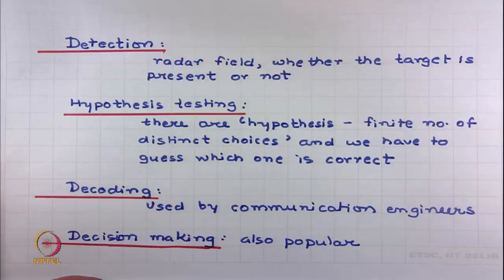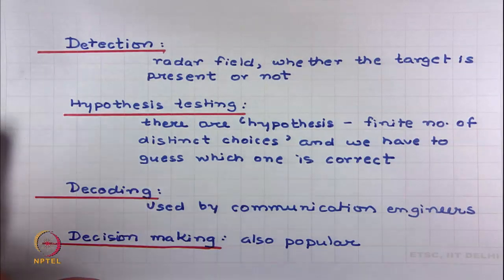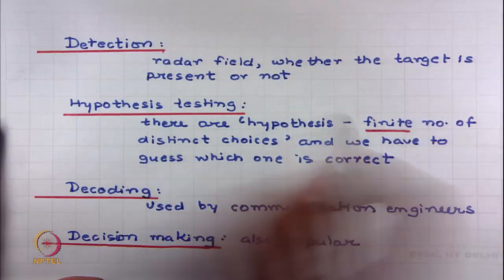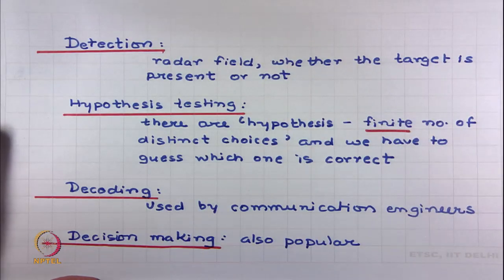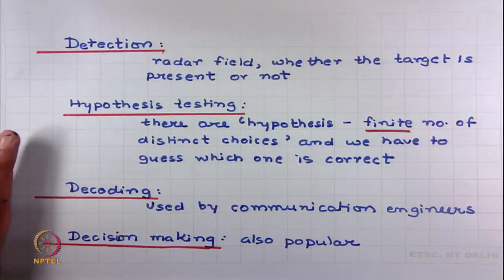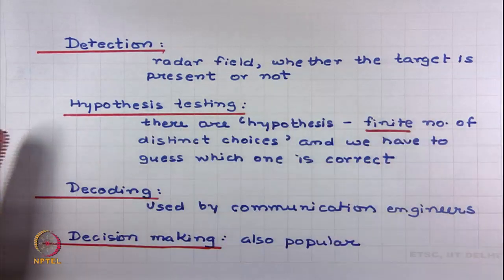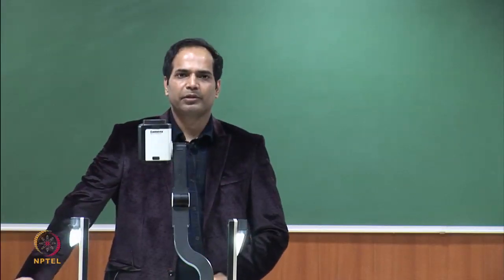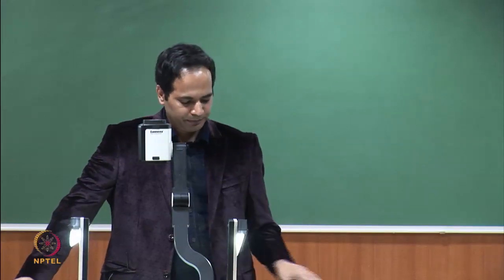In hypothesis testing, there are hypotheses. What is a hypothesis? Hypothesis means that you have a finite number of distinct choices, this finite is important, and then based on some observation you have to guess which choice is correct. In decoding we also do a similar thing, but this is the word which is loved by communication engineers, and thus we will also use it. Decision making also looks like an appropriate choice, which also means the same thing. So, we would use these words interchangeably, namely detection, hypothesis testing, decoding, and decision making.